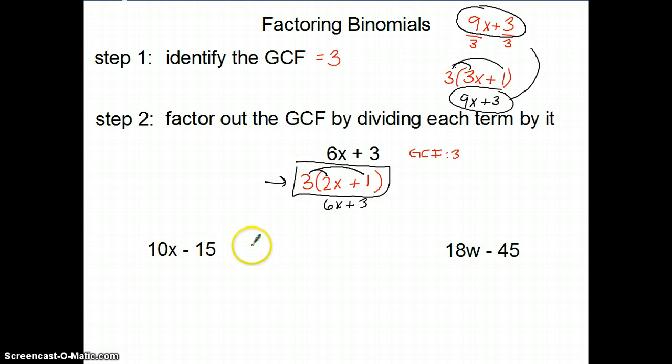Below to the left, I'm going to identify my greatest common factor. Looking at the two terms, 10x and negative 15, I can see that my greatest common factor is a 5. So I write my 5 on the outside of parentheses, and I divide everything on the inside by 5. 10x divided by 5 is 2x. Negative 15 divided by 5 is a negative 3. To check my answer, I may distribute my 5 back in. 5 times 2x is 10x, and 5 times negative 3 is a negative 15. So that does match what we had in the beginning, so we did factor correctly.